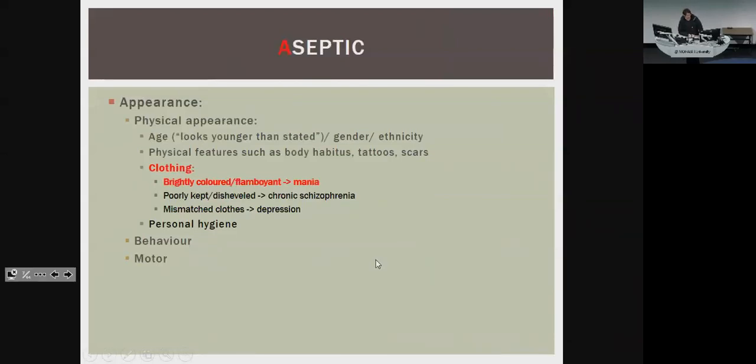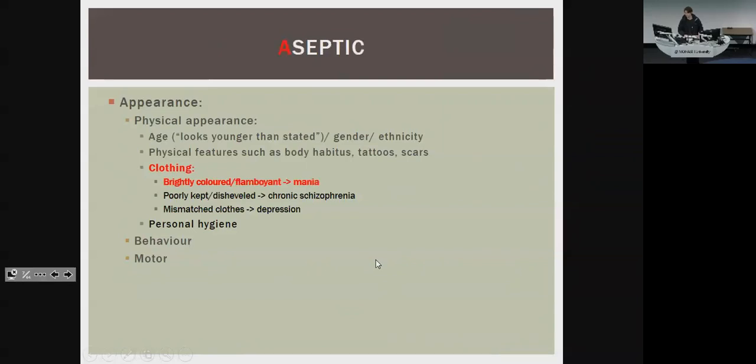Clothing's important for a few reasons. If it's brightly colored, it could suggest mania, and that's very easy to simulate in an OSCE. They'll get a patient to wear a brightly colored shirt, and then they'll get them to sit in front of you. Poorly kempt or disheveled can happen in chronic schizophrenia, and mismatched clothes are a sign of depression, because the patient loses interest in their appearance in chronic depression.